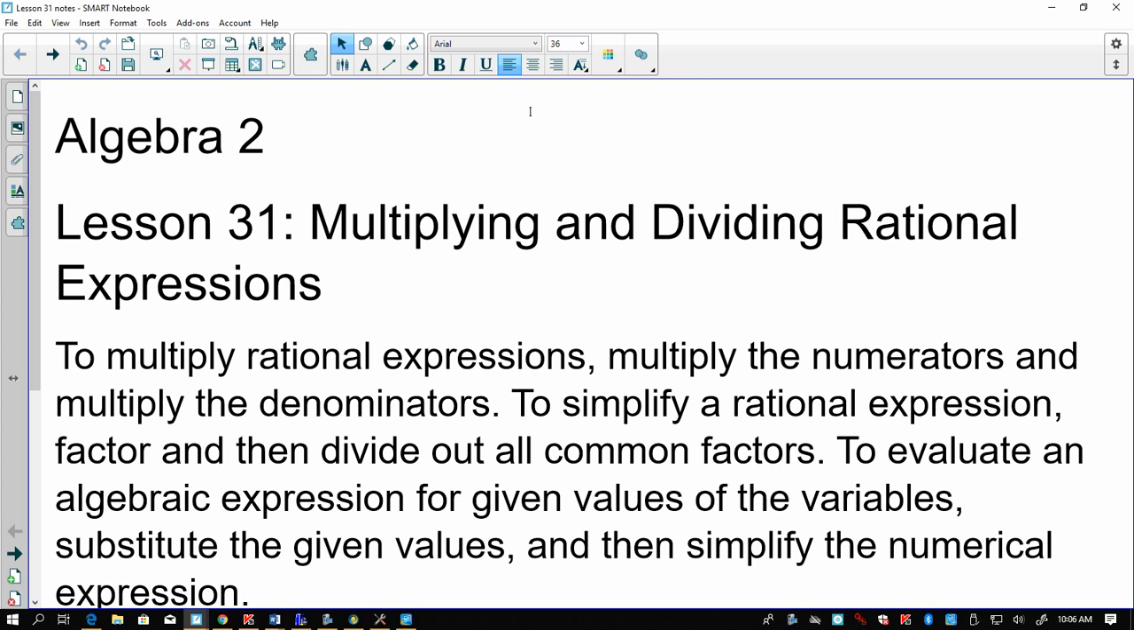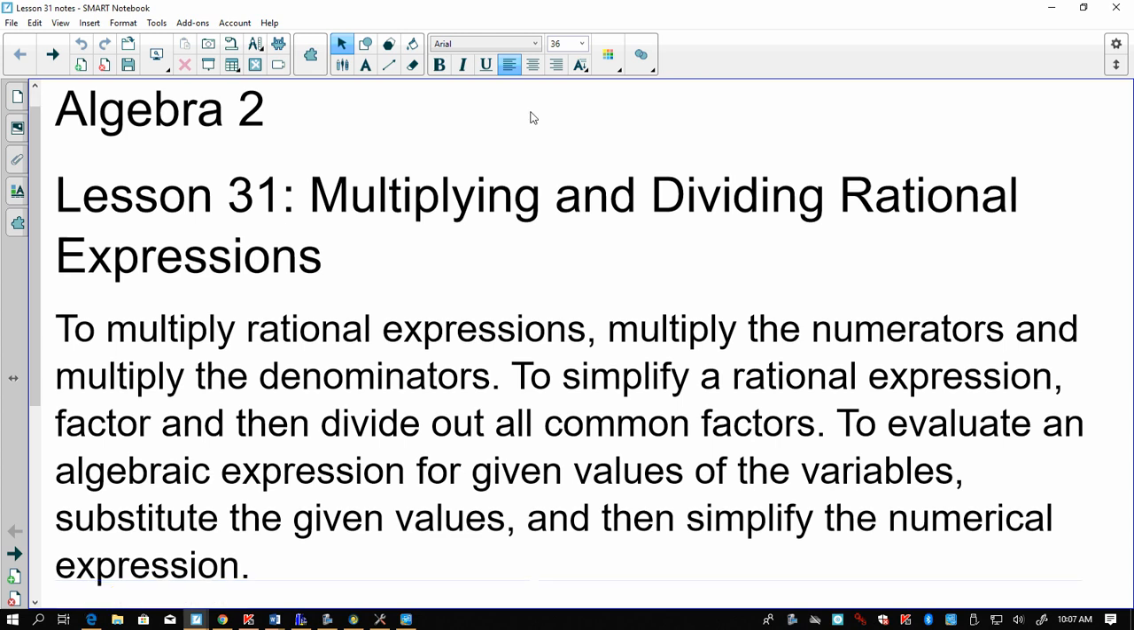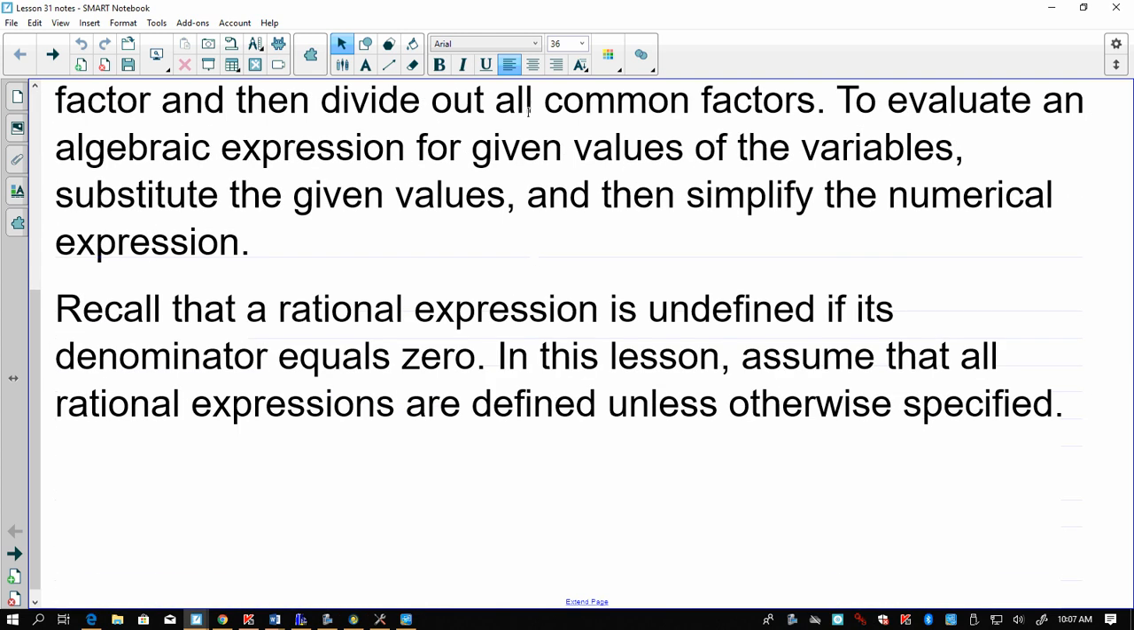To multiply rational expressions, we multiply the numerators and multiply the denominators. To simplify a rational expression, factor, and then divide out all of the common factors. To evaluate an algebraic expression for given values of the variables, we substitute the given values and then simplify the numerical expression. Remember that a rational expression is undefined if its denominator equals 0. In this lesson, we're going to assume that all of our rational expressions are defined unless otherwise specified, so we'll always assume we get a non-zero number in our denominator.